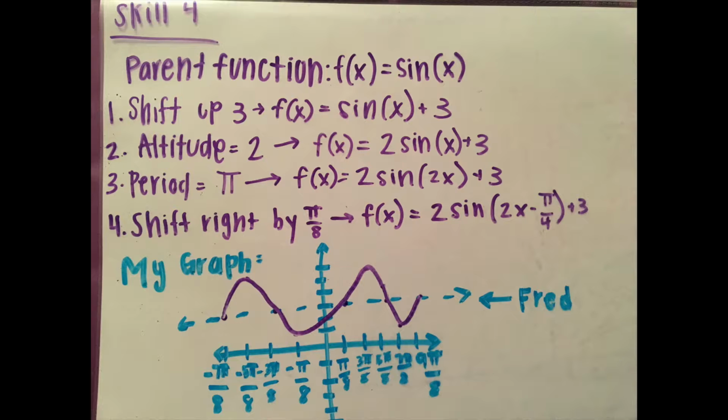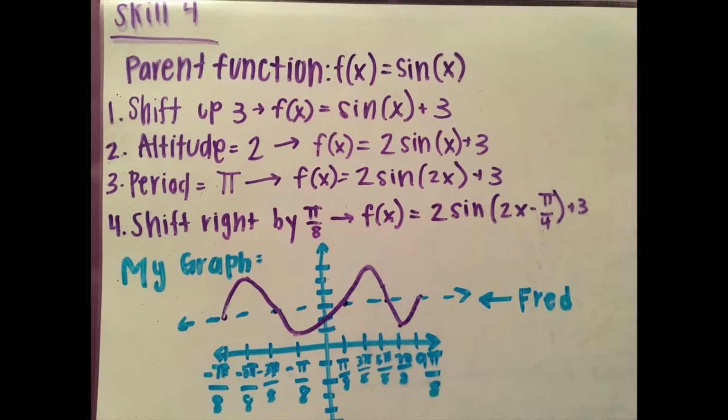I got my interval to be π/4, so I added that to π/8 to get the next axis label to be 3π/8. And I kept doing that with my other labels until I got the positive side of my x-axis to be π/8, 3π/8, 5π/8, 7π/8, and then 9π/8. And then I did the same thing with the negative sides.